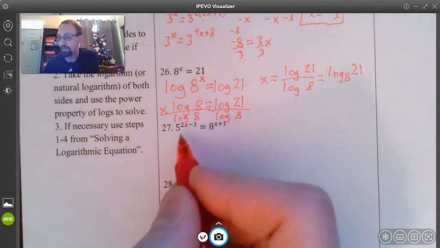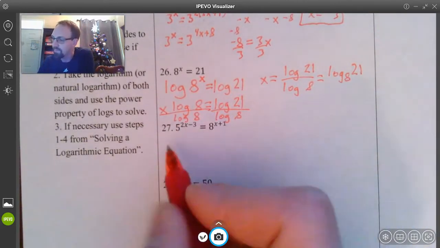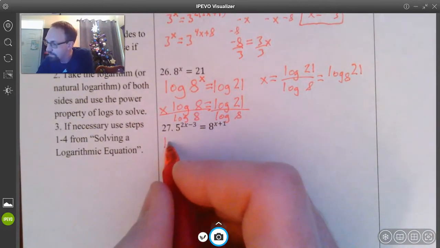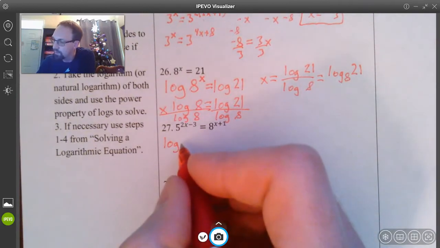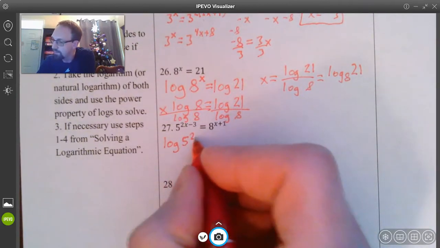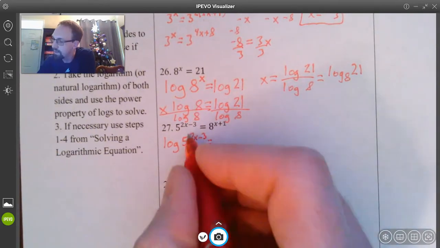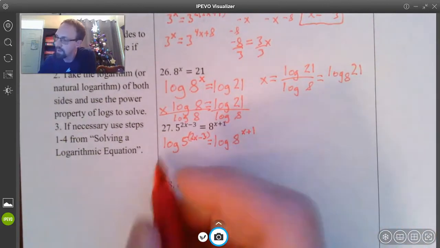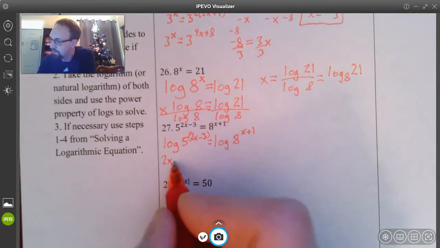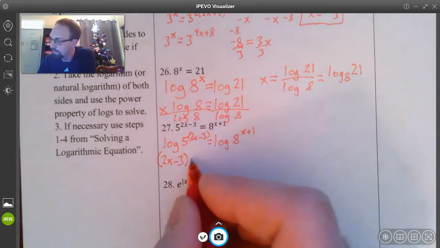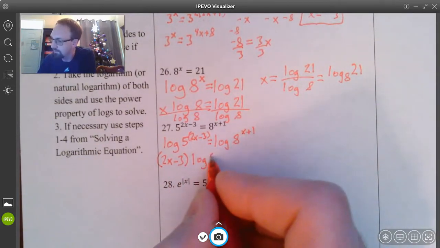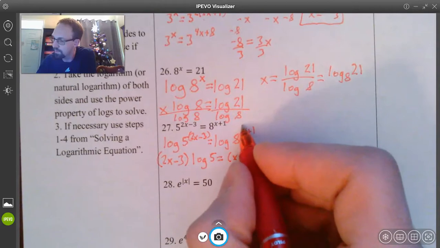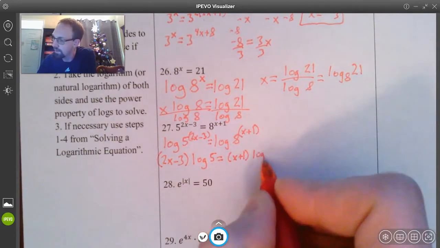We're going to have to do something similar with this one as well. So here we have 5 to the 2x minus 3 equals 8 to the x plus 1. Taking the log of both sides, this is going to be 2x minus 3 in parentheses times log of 5 equals x plus 1 in parentheses times log of 8.